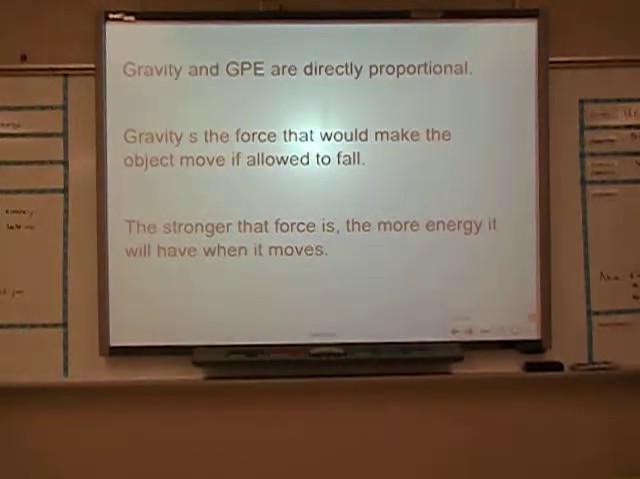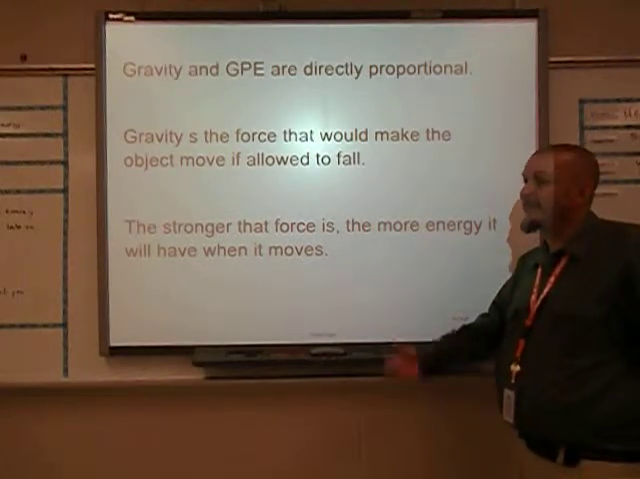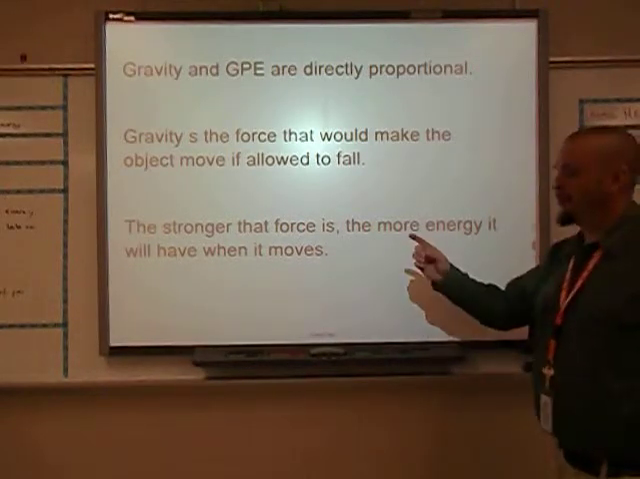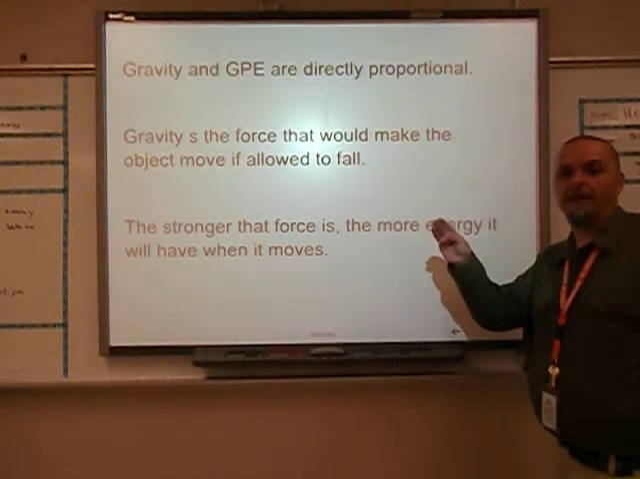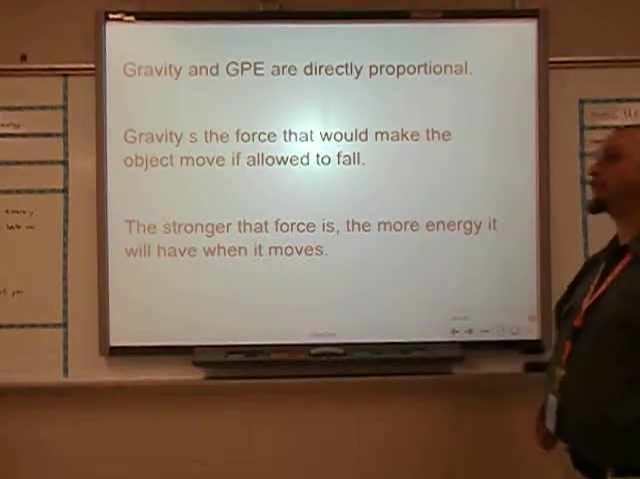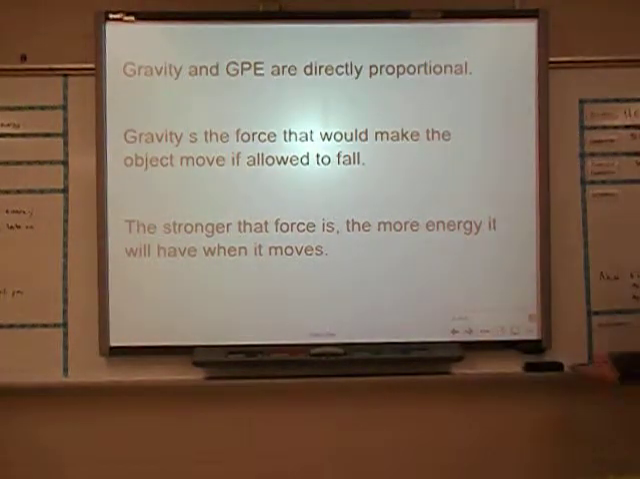Gravity and gravitational potential energy are, again, directly proportional. This is an easy one. They're all the same. You have mass, you have height, you have gravity. They are all directly proportional, which means they all change in the same way.